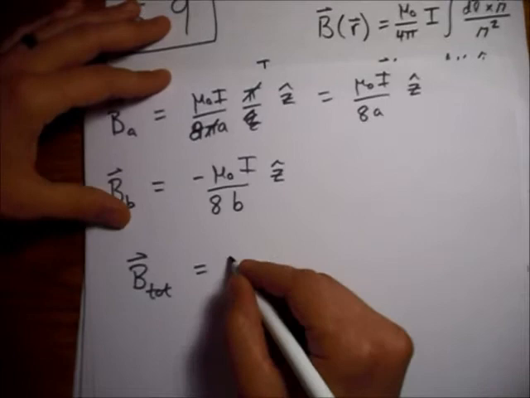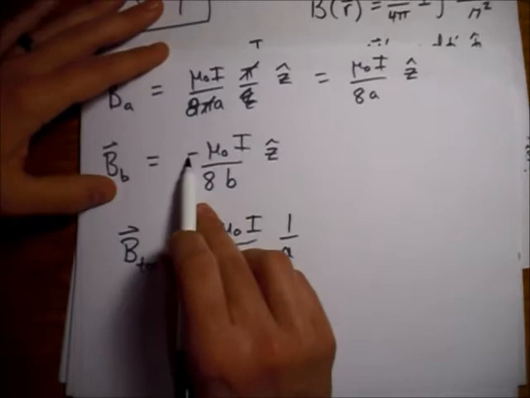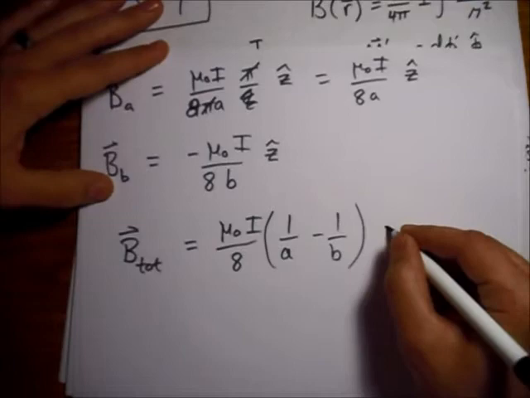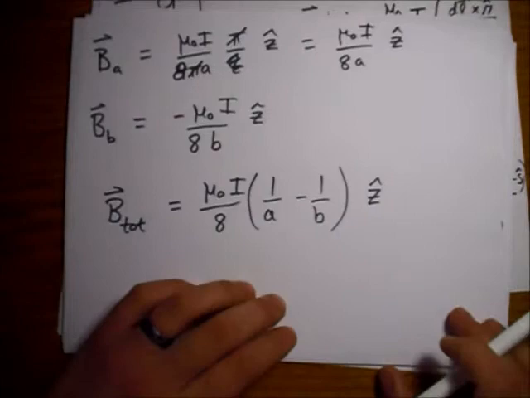We can factor out a mu naught I over 8. All we're doing is adding these two together, right? So we have a 1 over a left from the first one, and then this minus sign and a 1 over b, and in the z hat direction. And this is our magnetic field from this first current configuration that Griffiths gives us.